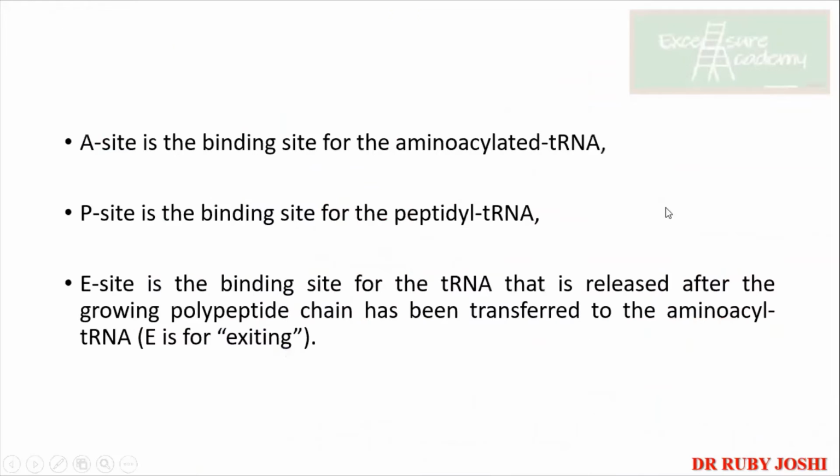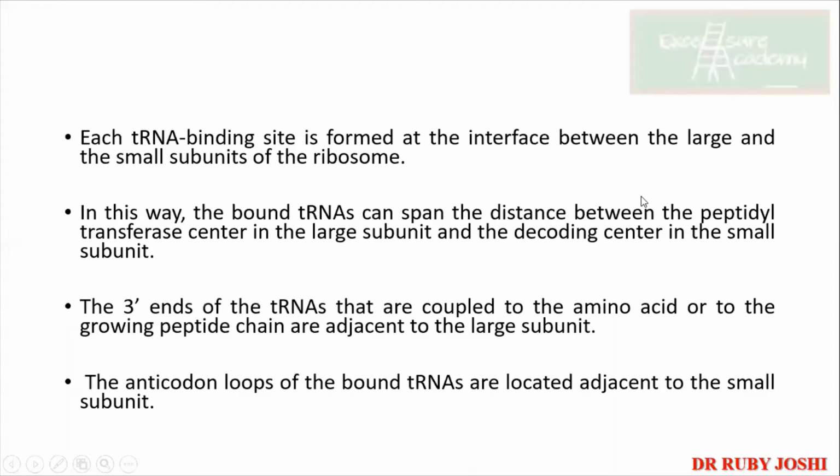Okay, so as already said, there are 3 binding sites. A site is for the aminoacylated tRNA, यानी कि जहाँ पे नया आपका charged tRNA is coming. P is for your peptidyl tRNA. E site is the binding site of the tRNA that is released after the growing polypeptide chain has been transferred to the aminoacyl tRNA. So E stands for exiting.